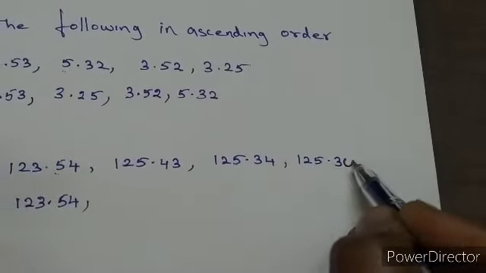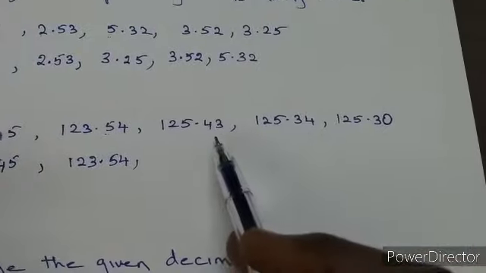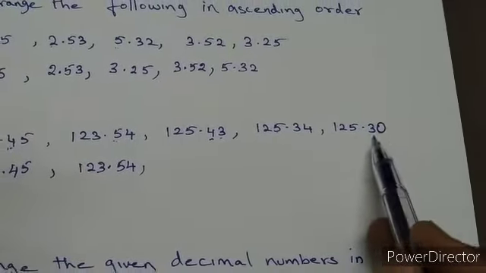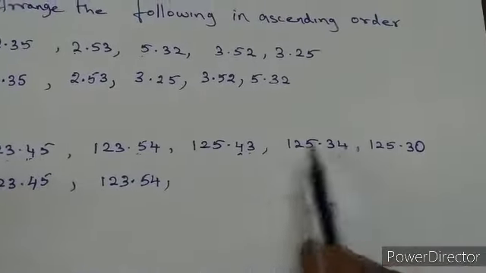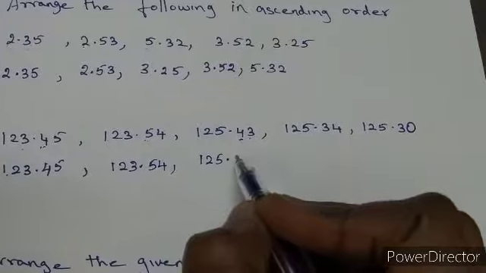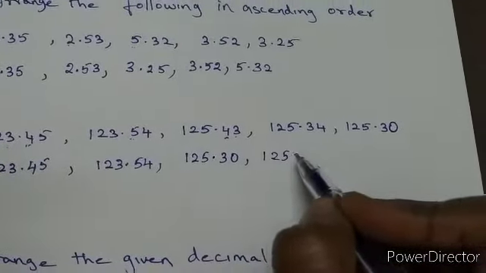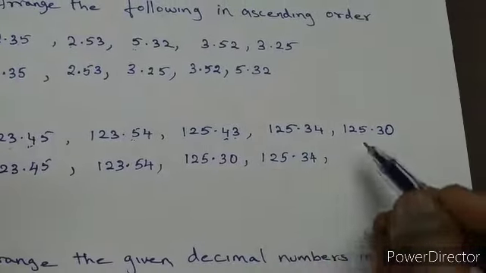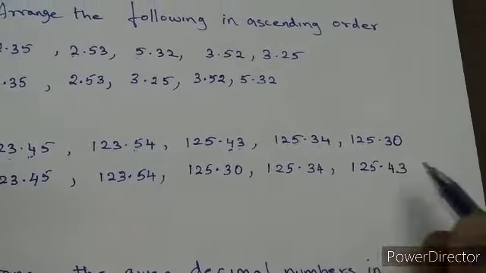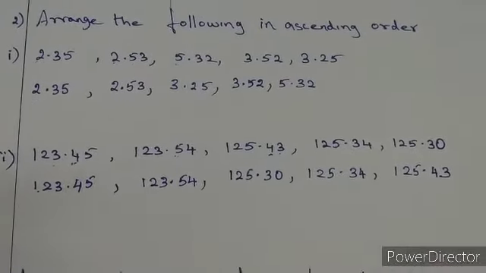Now move to the next 3 numbers, 125, 125 and 125, and the 2 digits are there. Before comparing, you add the 0 after the 3. Now compare the numbers: 43, 34, 30. So 30 is comparatively less than the other two given numbers. So 125.30. Next 125.34 and 125.43. We should arrange the ascending order from small to bigger number.